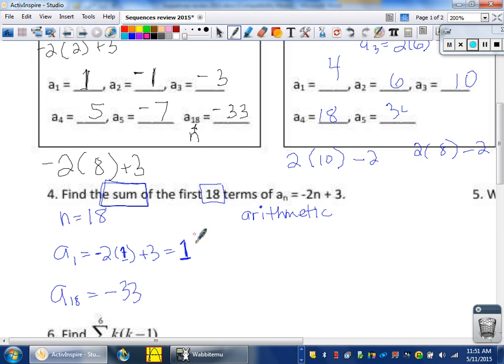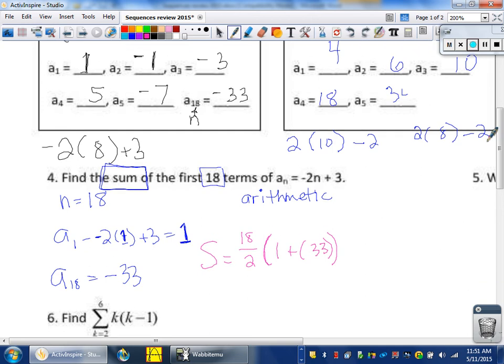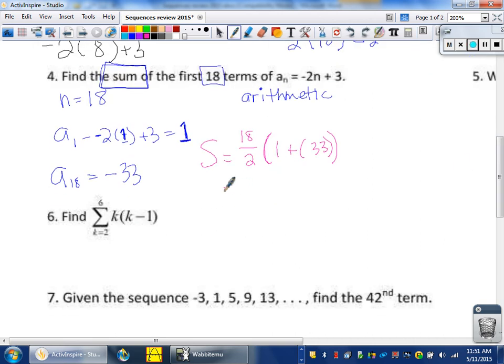So if we want to find the sum, we apply that formula. 18 over 2 times 1 plus negative 33. We're adding up 1 plus negative 1 plus negative 3 plus negative 5 plus negative 7 plus negative 9. Adding up all those terms using this formula rather than simply adding up all of those terms. 9 times negative 32 is negative 288.